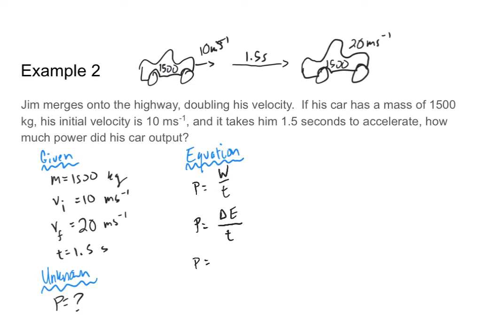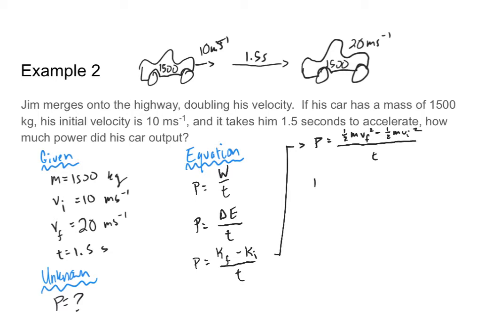My car is not changing its height at all. There's no springs involved. So the only thing I need to think about then is my kinetic energy. And all to say is that power is equal to my final kinetic energy minus my initial kinetic energy over time. And plugging in a few more numbers, power is equal to 1/2 times my mass times V final squared minus 1/2 times my mass times V initial squared, again over my time.